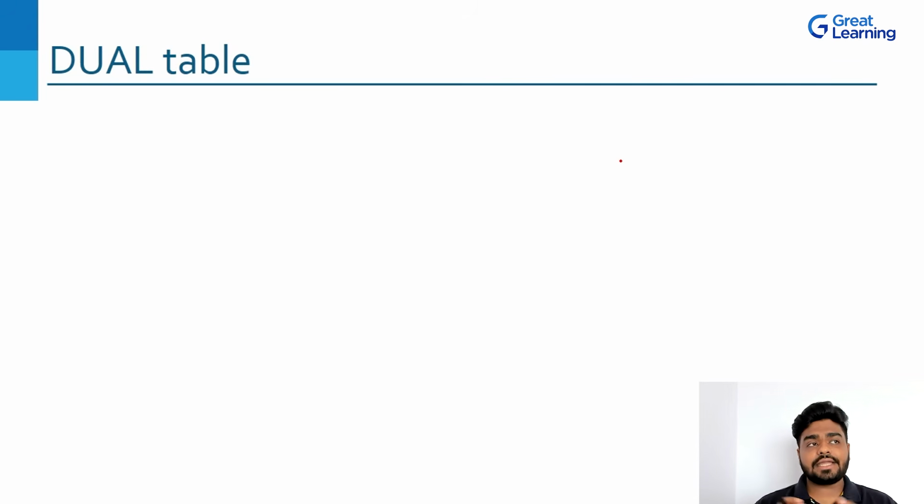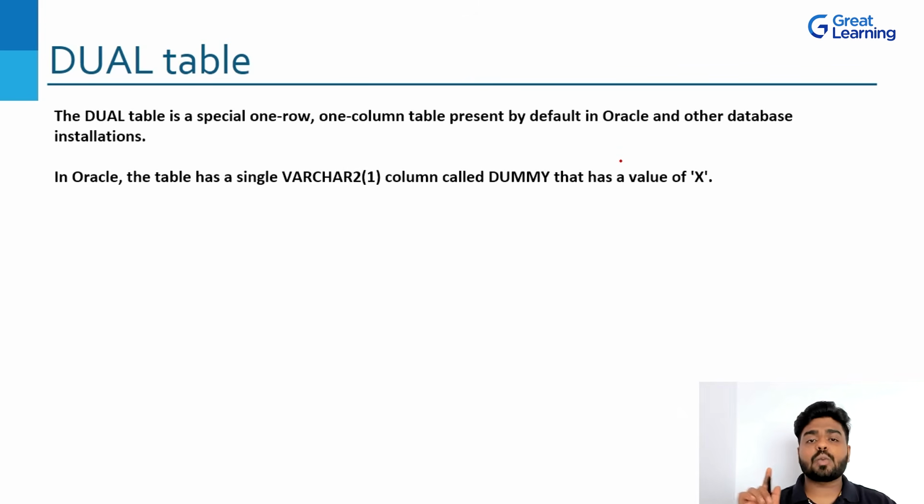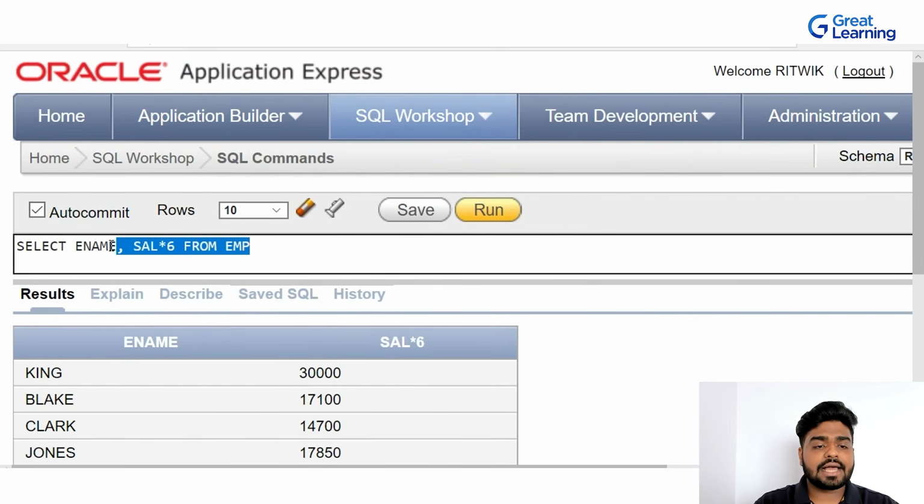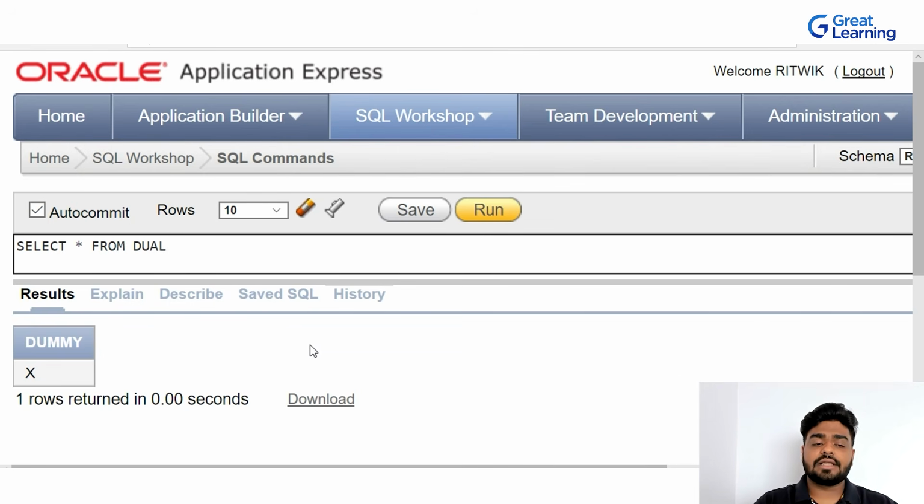Now comes the very interesting topic, which is the dual table. The dual table is a default table given by Oracle, and this particular table is present by default. You can use this anytime to do any task. The dual table is a special one row, one column table. If I want to show you how the dual table looks, have a look. Let's say I'm writing select star from dual. See, I have not created any dual table, but still it shows me one row, one column. The column name is dummy and the row data is X. And this is what dual is.